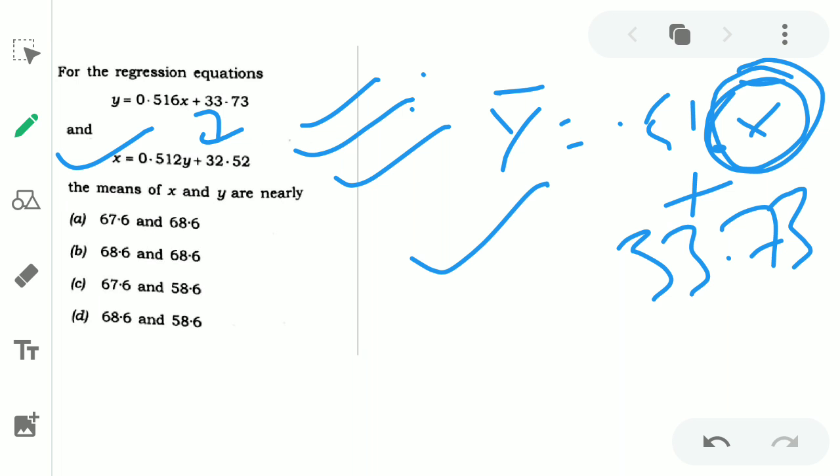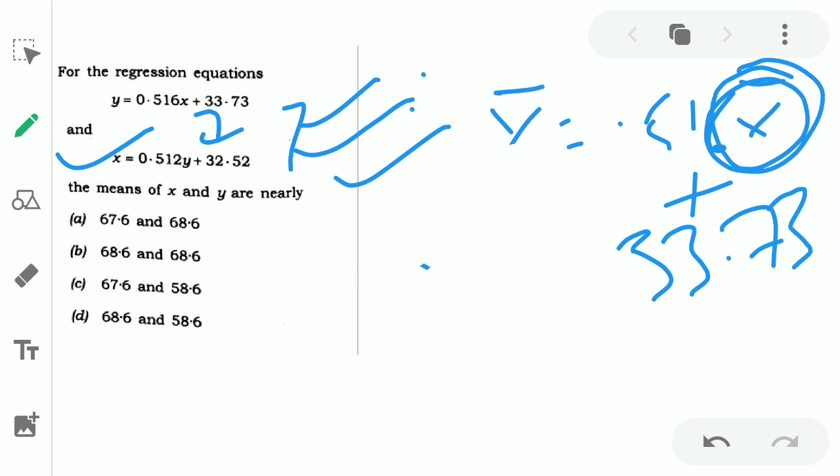Obviously when you calculate it will take much time, and you don't have 10 or 15 minutes in the UPSC exam to solve one problem, because ultimately that problem is fetching you 2 marks only. So see, orally how can we solve this problem? Either you substitute x into y or y into x, whatever you want.